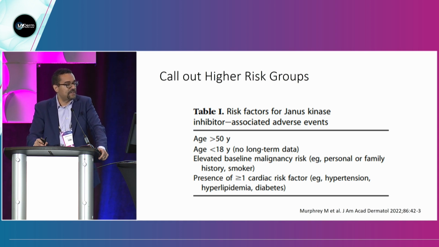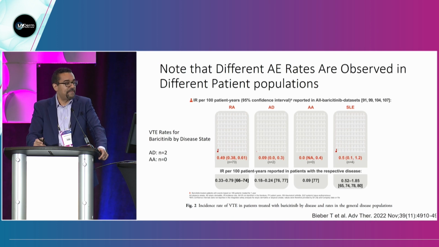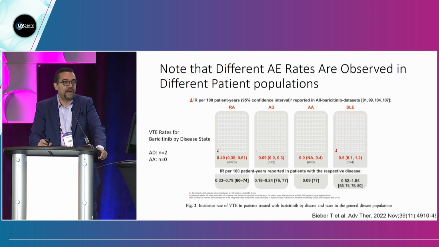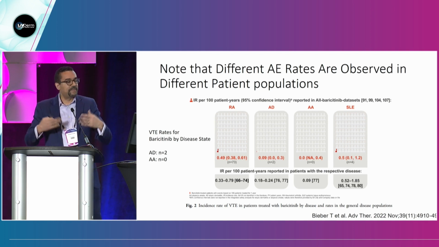When the patient doesn't belong to a specific high-risk group, call that out to the patient, saying, you know, you're 27 years old, you're not over 50, you don't smoke, you don't have any personal or family history of malignancy or risk factors for cardiovascular and thromboembolic events. So you're someone that I think would be a good candidate for this. That being said, we're still going to monitor you and do the appropriate blood work and follow-up. When you think about risk in different patient populations, it differs.